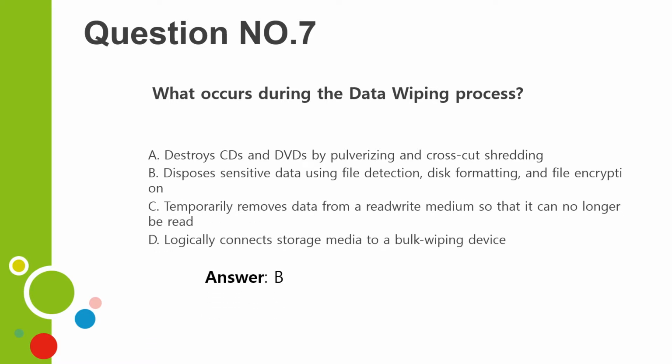Question number 7. What occurs during the data wiping process? A. Destroys CDs and DVDs by pulverizing and cross-cut shredding. B. Disposes sensitive data using file detection, disk formatting, and file encryption. C. Temporarily removes data from a read-write medium so that it can no longer be read. D. Logically connects storage media to a bulk wiping device. Answer, B.